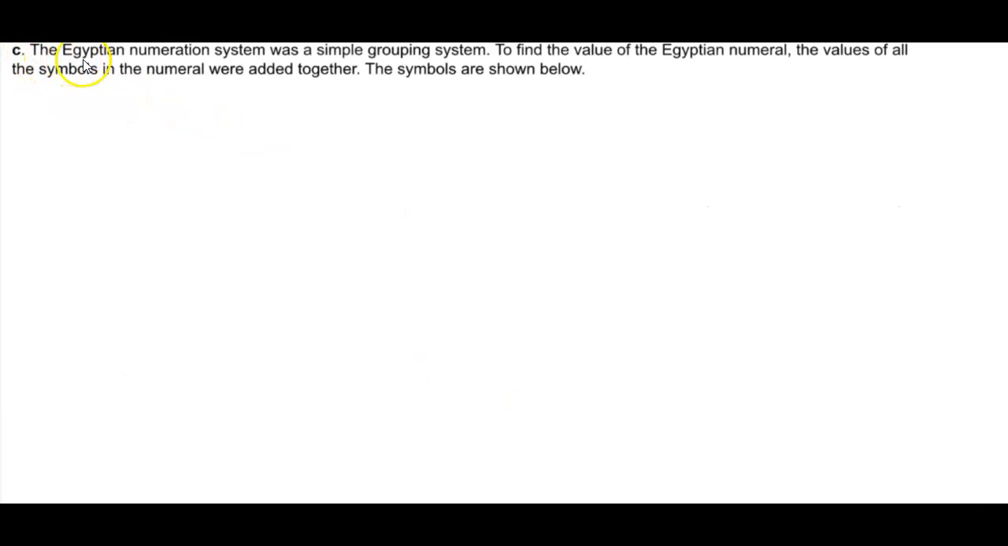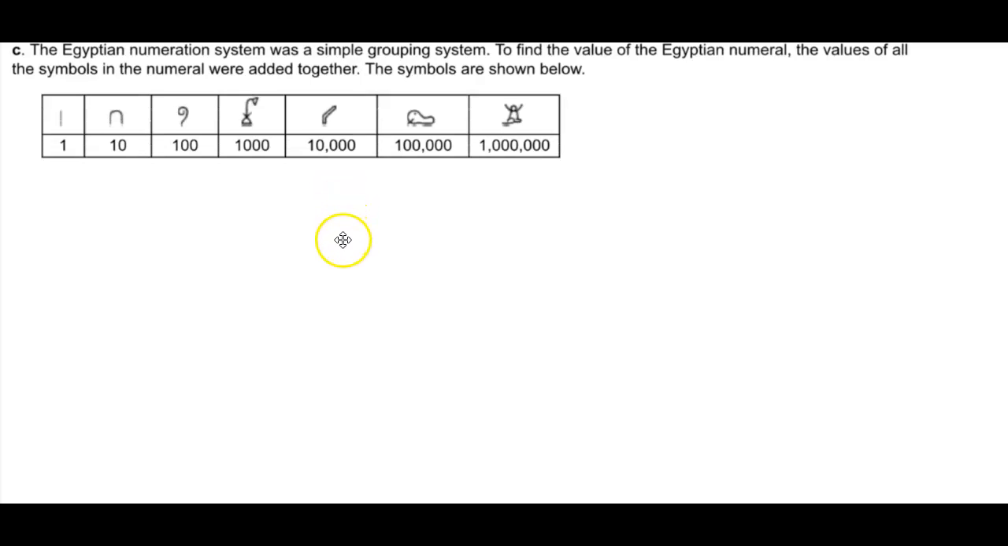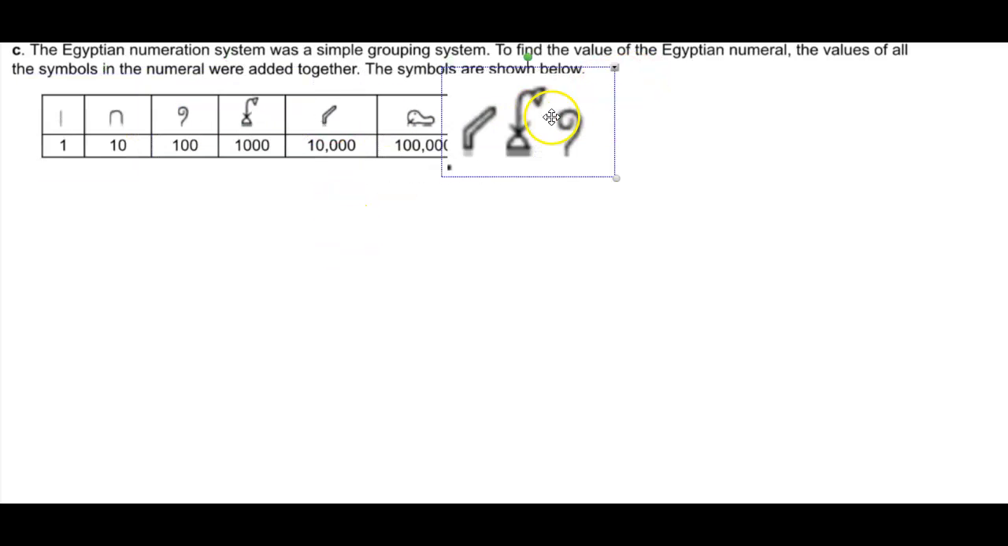Now for part C, the Egyptian numeration system has a simple grouping system. To find the value of the Egyptian numeral, find the values of all the symbols in the numeral and add them together. So let's take a look at what that symbol is. So this is what we're looking at.